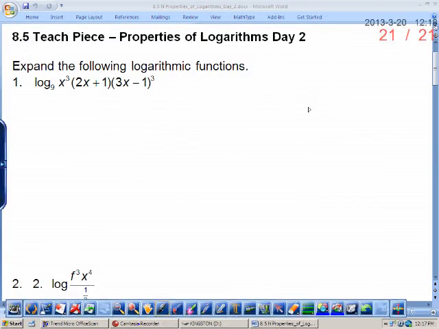Okay, so today we're going to build on what we did yesterday. We're going to talk more about the log properties. We're just going to keep using them and work some problems. So we're going to start by expanding this problem.